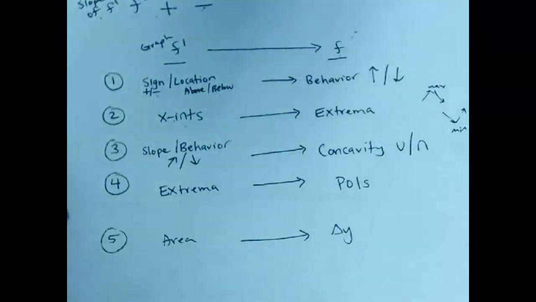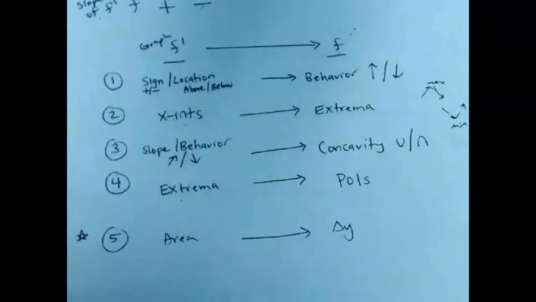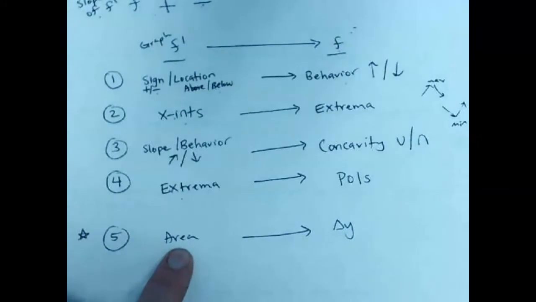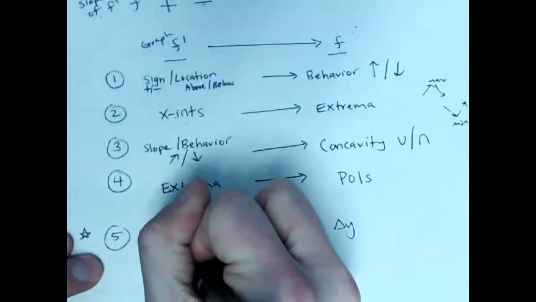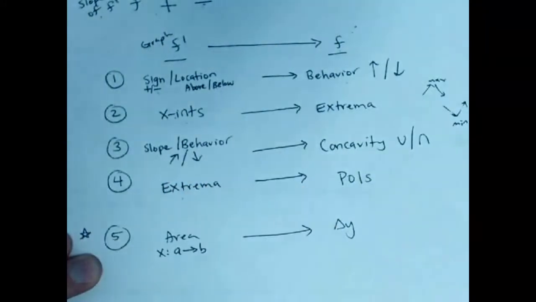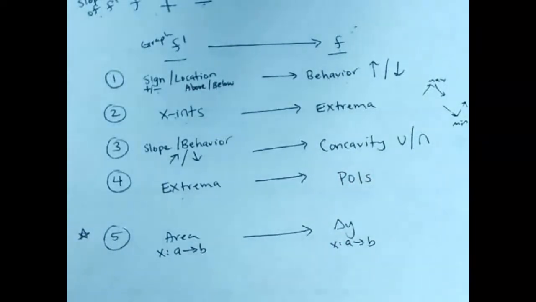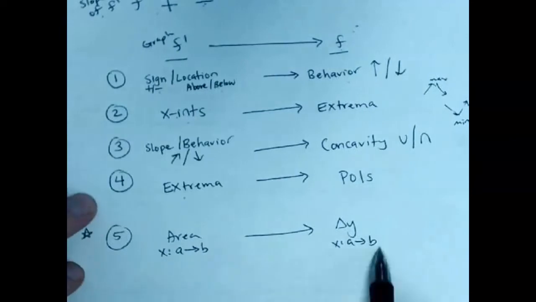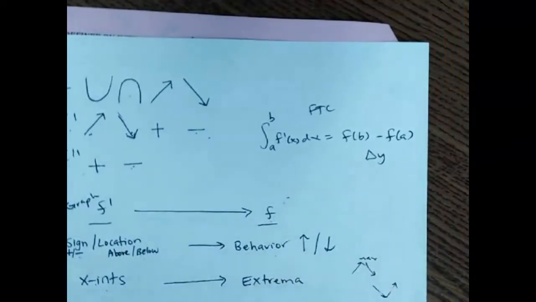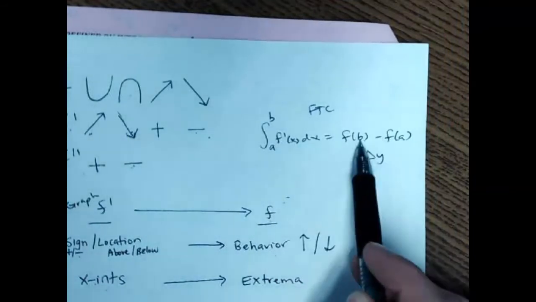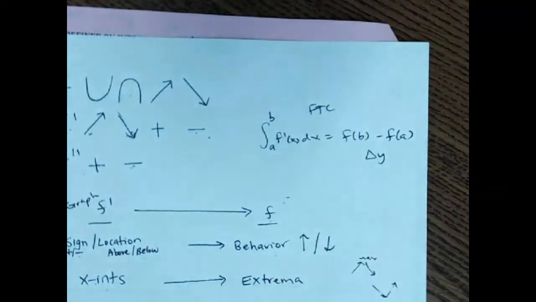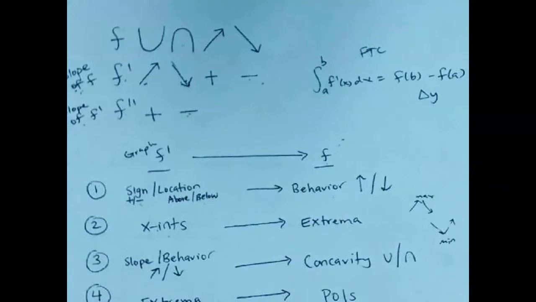So I guess this is the new stuff for today. The area bounded by the derivative, right? We could say x from a to b. That's going to be your change in your y values from a to b, right? That's what my fundamental theorem of calculus is. This is what your fundamental theorem of calculus tells you. The area bounded by the derivative is the change in the y values for your original function. Right, so we're just doing more of this derivative connection stuff today.